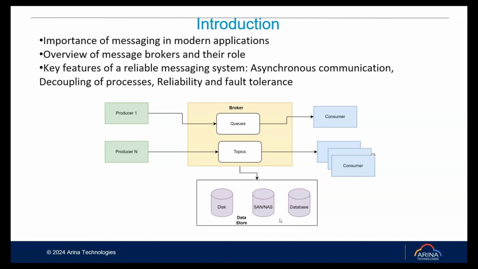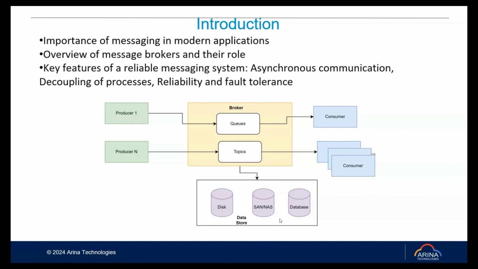And usually in a lot of the brokers, in fact, even in ActiveMQ, which uses KahaDB in the backend, the data will be persisted to either local disks, or if you are in a cluster setup, it is going to be persisted to a storage area network, also called a SAN, or network attached storage, which is also called a NAS.